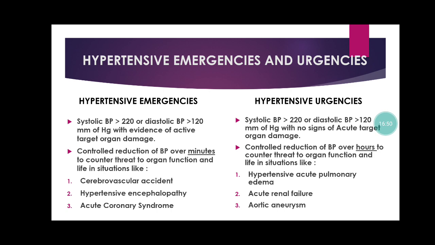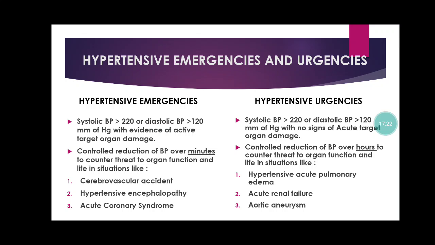Moving on, hypertensive emergencies and urgencies. As the name suggests, in hypertensive emergencies, the systolic BP is more than 220, whereas the diastolic BP is more than 120 mm Hg, with evidence of active target organ damage. Similar to it, in hypertensive urgencies, the systolic BP is more than 220, whereas the diastolic BP is more than 120 mm Hg, with no sign of acute target organ damage.